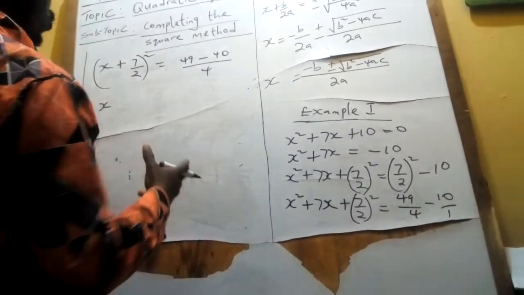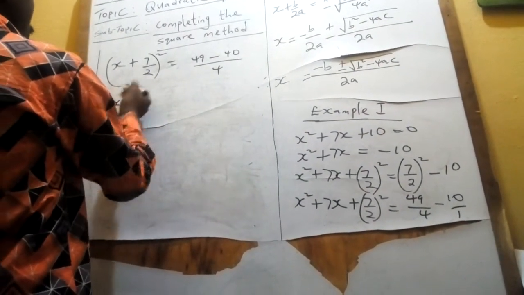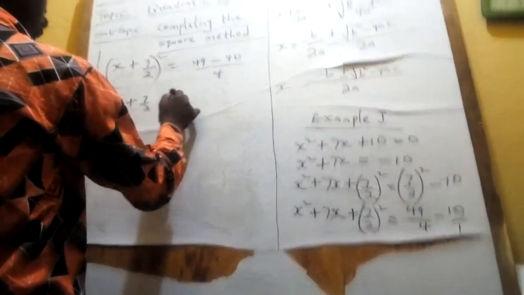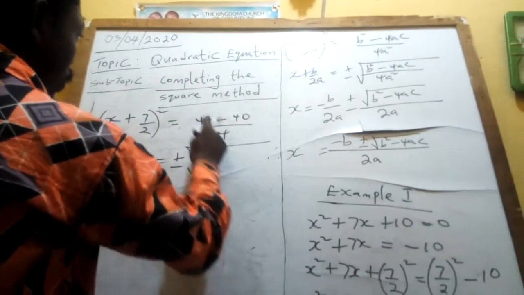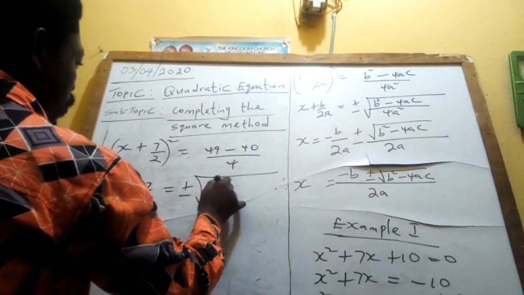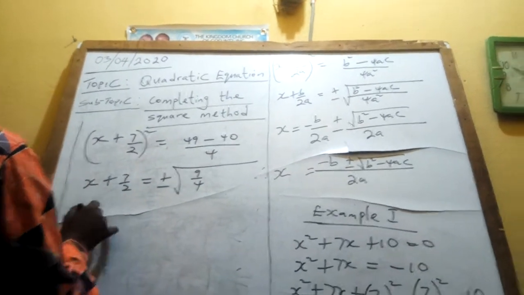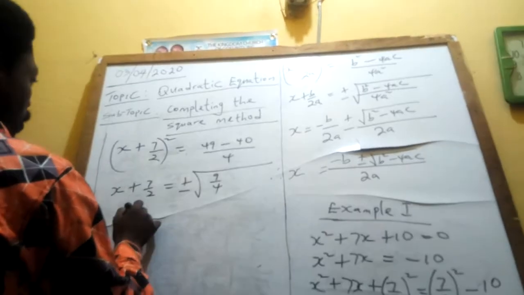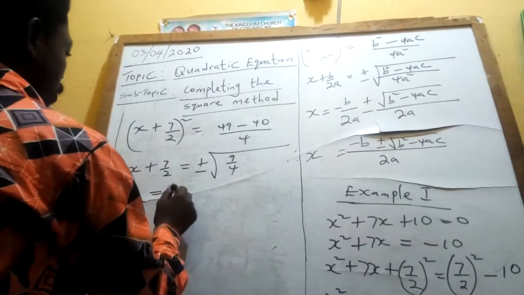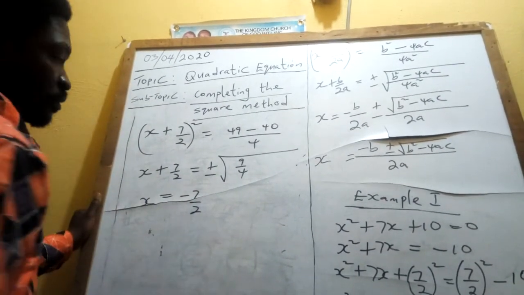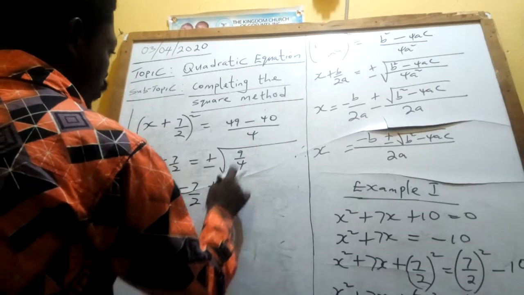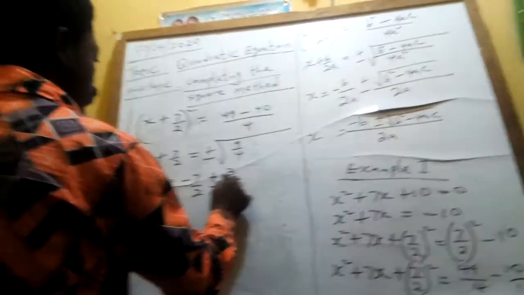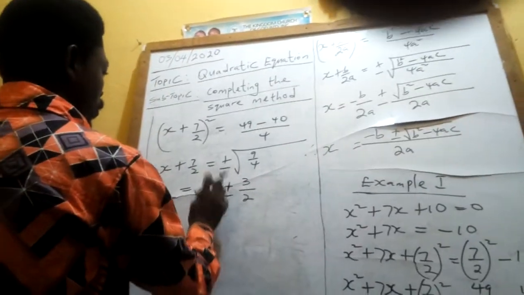Let's take the square root of both sides without much ado. You take the square root of both sides, you have x plus 7 over 2 equal to plus or minus the square root of this minus this, which is 9 over 4. From here, you have x equal to, when this one crosses, it becomes minus 7 over 2. Agree? Then this is plus or minus the square root of this, which is 3, and the square root of 4 is 2.